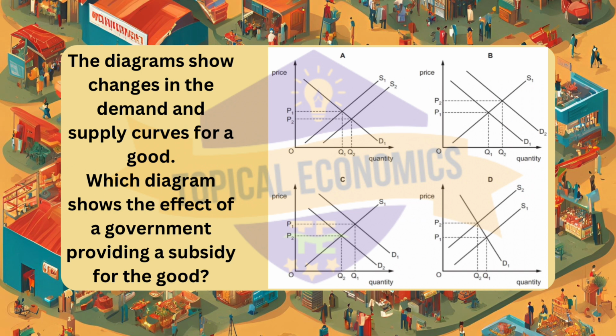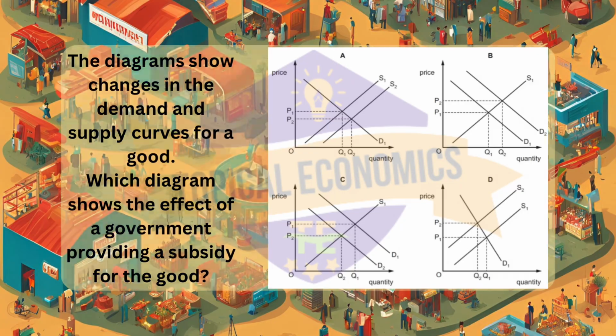The diagram that shows the effect of a government subsidy should depict the supply curve shifting to the right, or downward, while the demand curve generally remains the same. The new equilibrium will occur at a higher quantity, and the price might be lower or unchanged, depending on how the subsidy is passed to consumers. This is very clearly seen in option A diagram.